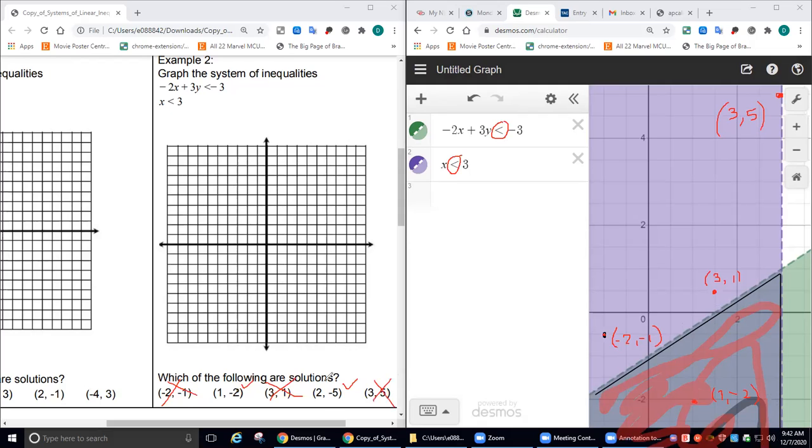So you only have these 2 that were solutions to the system. That's it. Okay, I'm gonna go ahead and stop sharing.